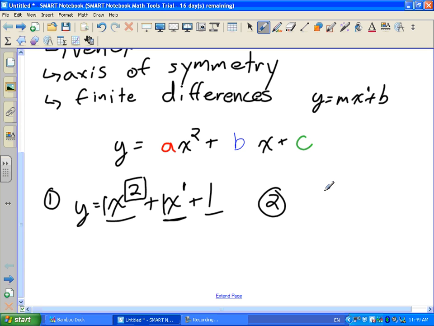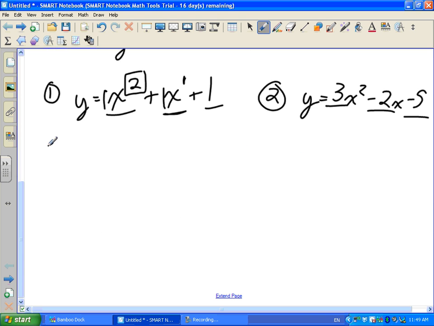How about this one here? y is equal to 3x squared minus 2x minus 5. Quadratic or linear? Quadratic. That's right. A is what value? 3. B is negative 2. And C is negative 5. Good. This is a quadratic relation. Excellent. All right, let's try another.